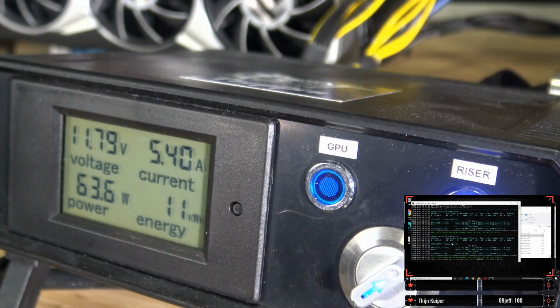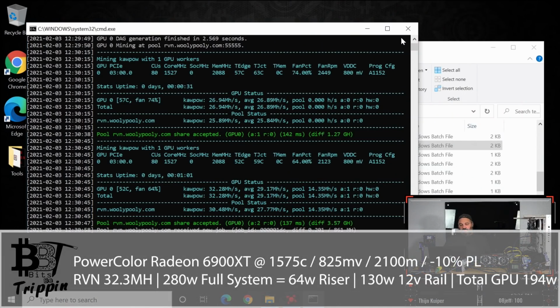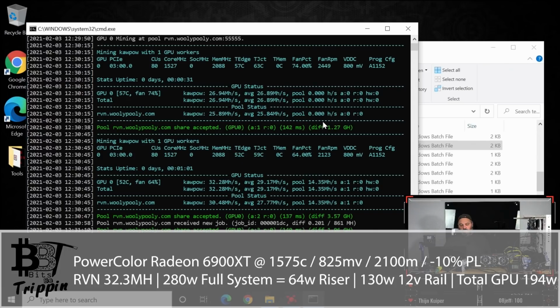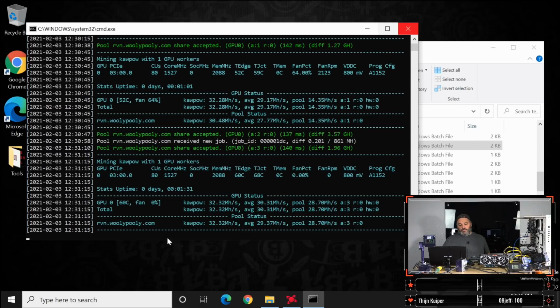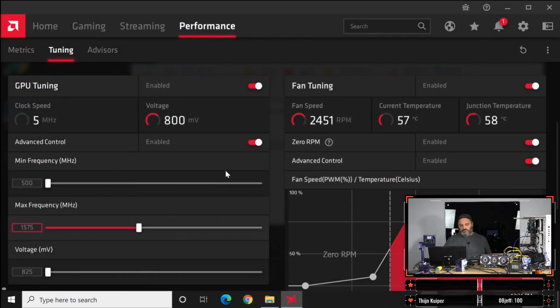So I think we could actually pull this way, way down with some of this testing here. Again, we're still way low on power. This is actually grossly efficient for the power and the output. So we're still at 32 mega hash, even with the core barely just barking here.